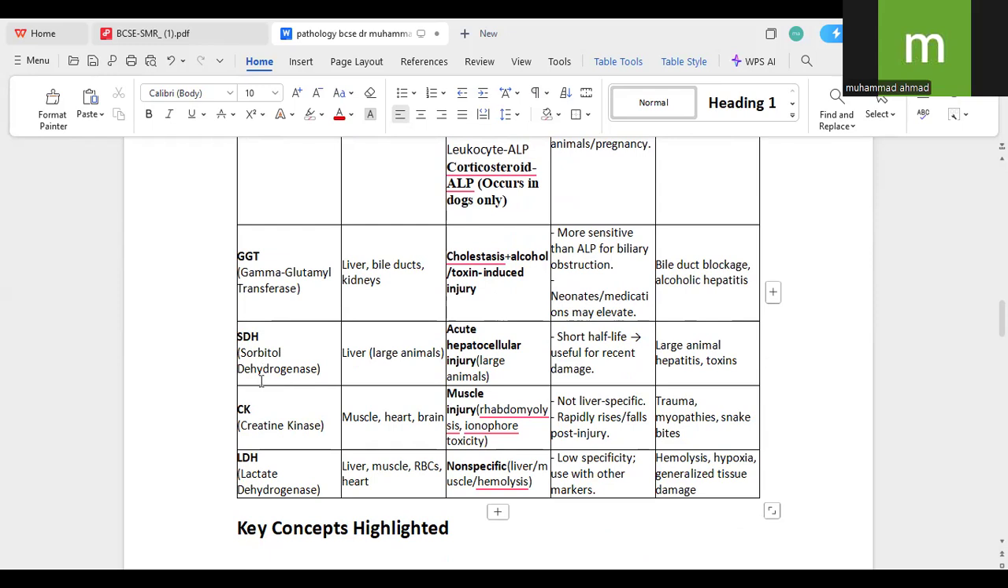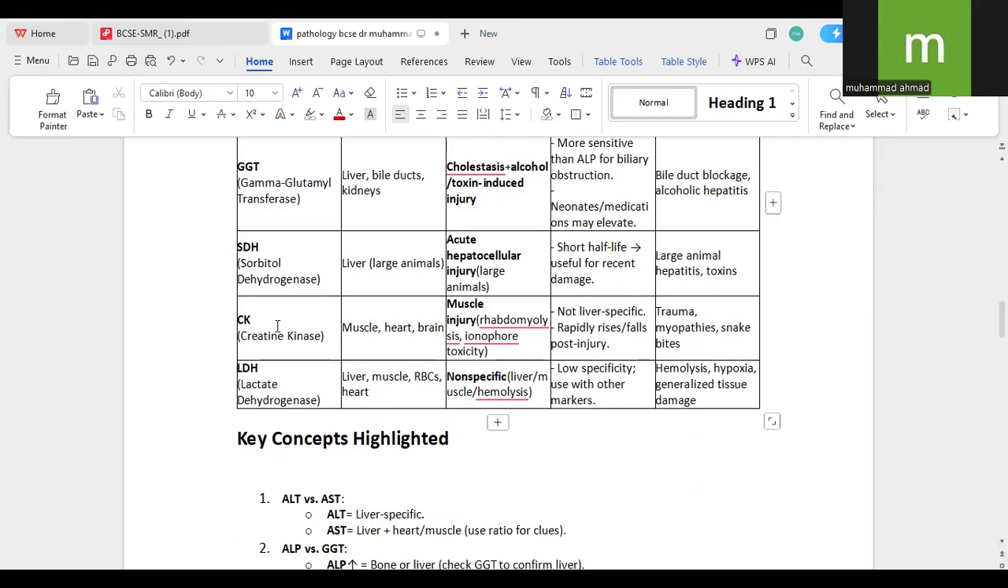SDH, sorbitol dehydrogenase. It is only present in large animals. When there is acute hepatocellular injury, not chronic, here is acute hepatocellular injury. It has a short half-life, useful for recent damage. So basically, SDH is present in large animals in acute hepatocellular injury.